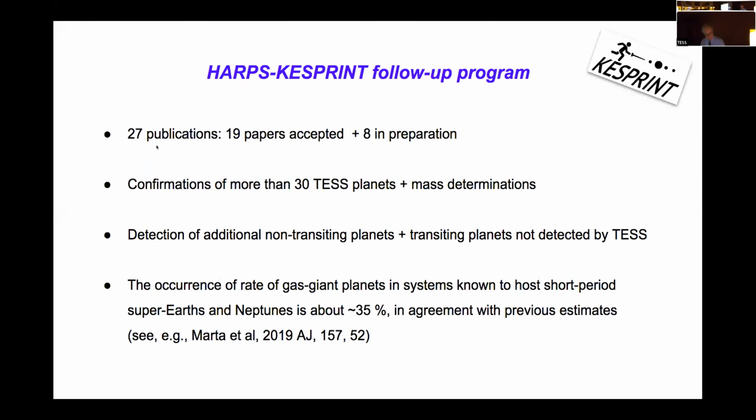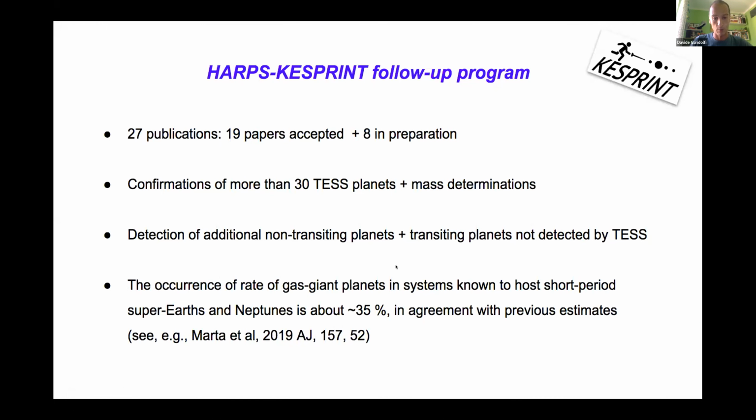So just to summarize, those are the papers we have published so far, and the number of systems we have observed. We detected a number of non-transiting planets, and we also detect additional transiting planets that have not been found by TESS simply because of lack of photometry, and will be announced soon, thanks to CHEOPS observations.